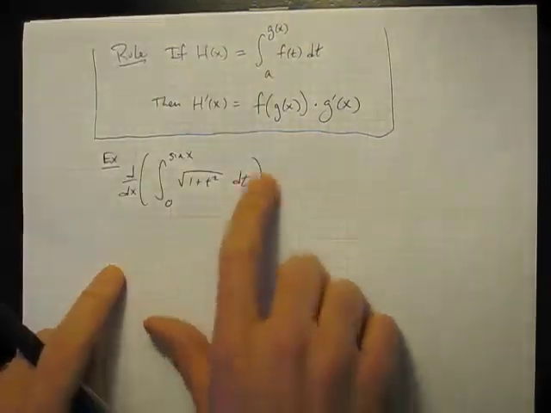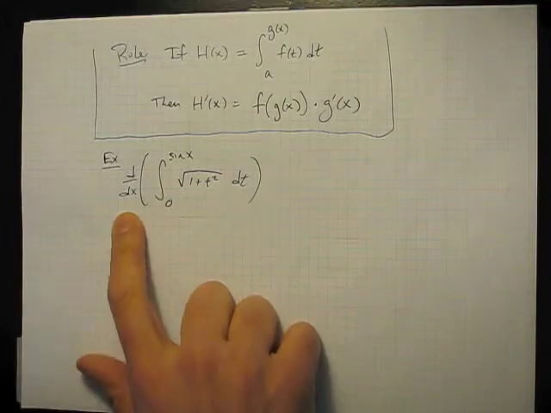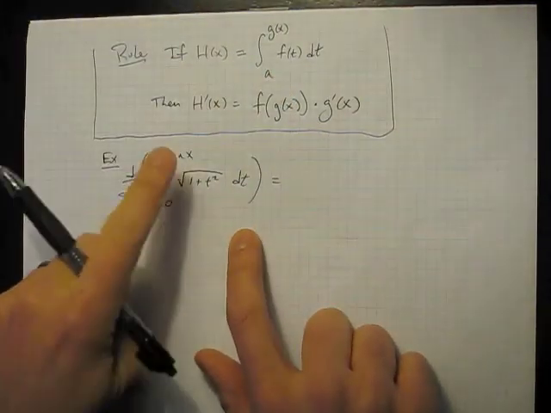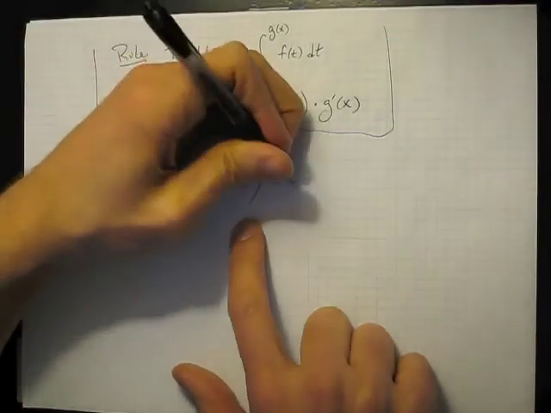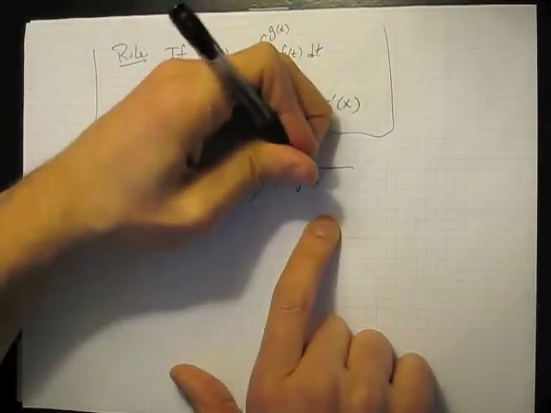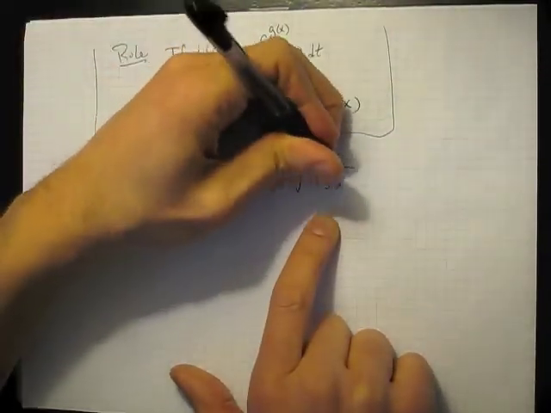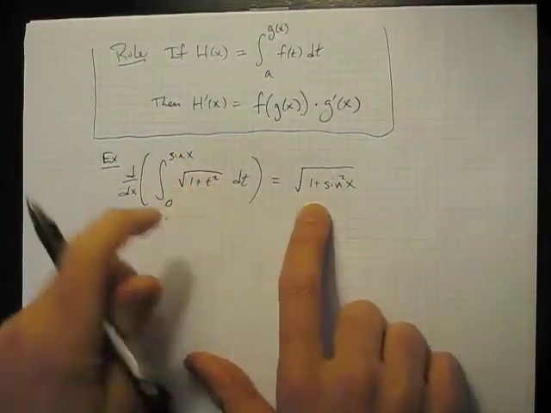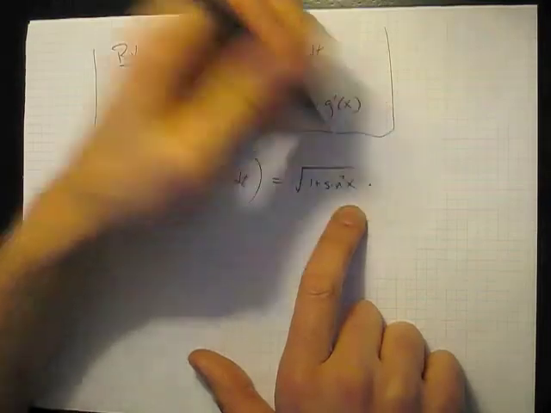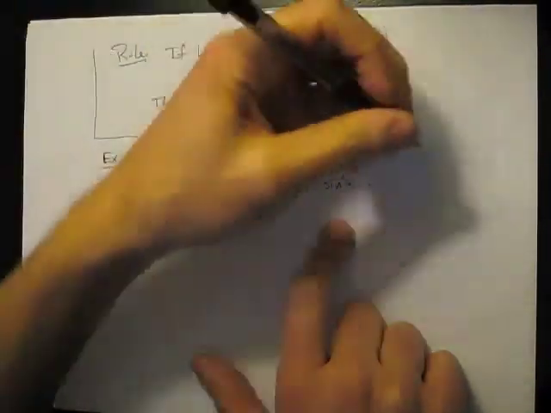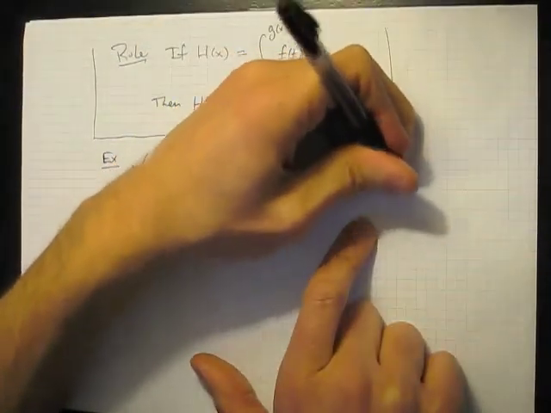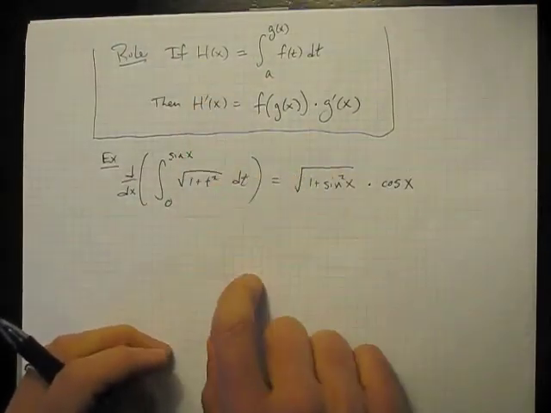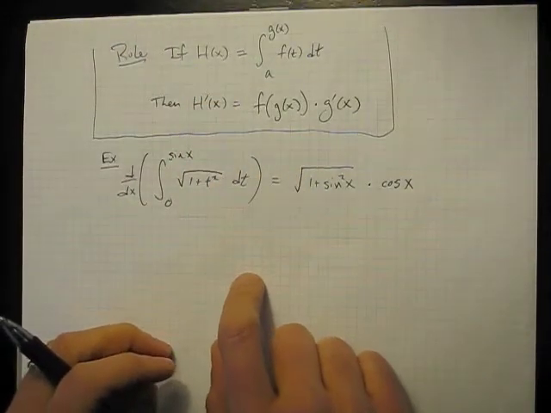So if this is our function, we want to take its derivative, then we take the function here, plug it into the integrand, so we get 1 plus sine squared of x. That's what you get when you take this and plug it directly into the integrand. And then we multiply by the derivative of that function, so that would be cosine of x. So this is an example using this rule. The previous example also used that rule.